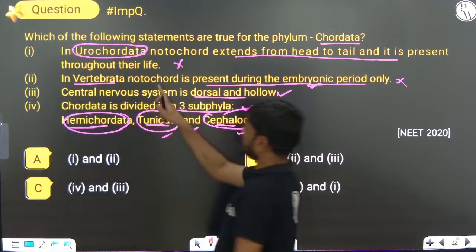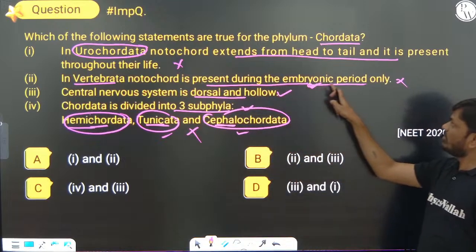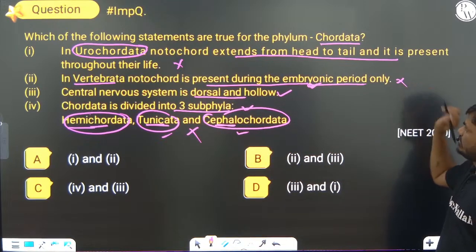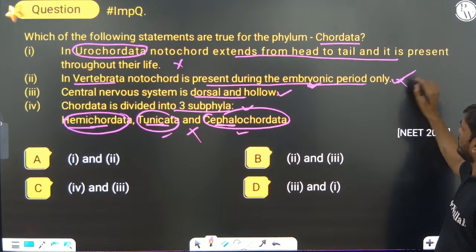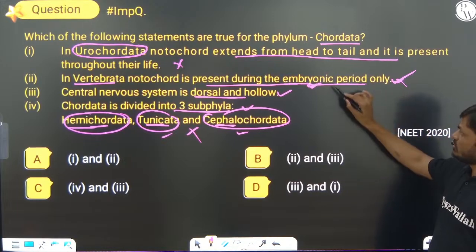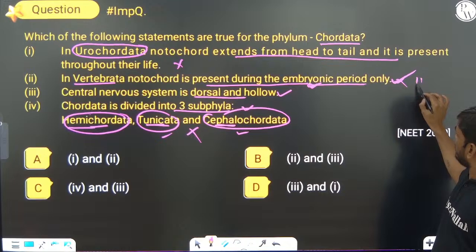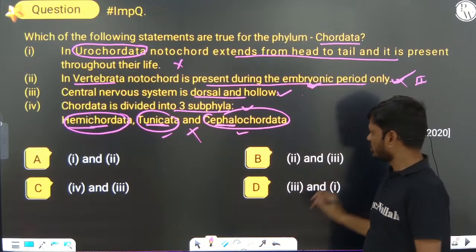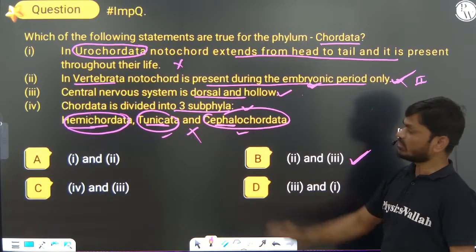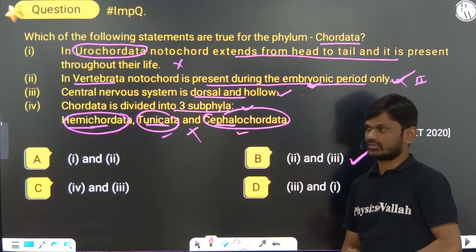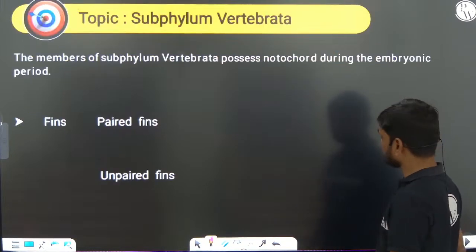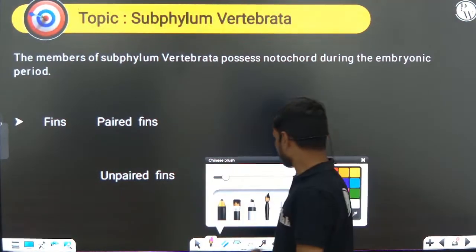Invertebrate notochord is present during the embryonic period only. Yes, it is present in the embryonic period only. So the second statement and third statement, both are right. The remaining are incorrect statements. Right? Next one.